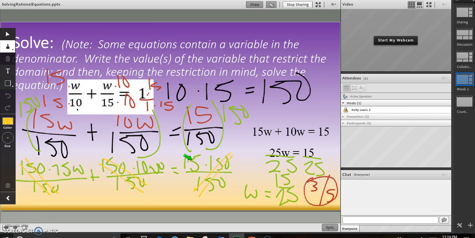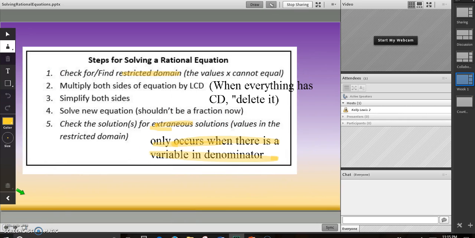That problem I already did. When we multiplied by 150, that bottom just went away. And so all we had left was the top. So that's why I said on these, when you multiply both sides of the equation by the common denominator, when everything has a common denominator, you can just delete that common denominator and just keep the top. Okay, as this step right here.